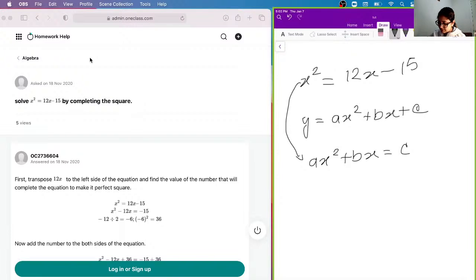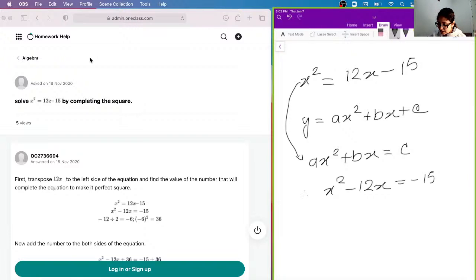So to make it look like this equation, we would have to move the 12x to the other side so that all the x terms are on one side of the equation. Therefore we would have x squared minus 12x, which is still equal to minus 15, because we didn't bring the 15 to the other side.